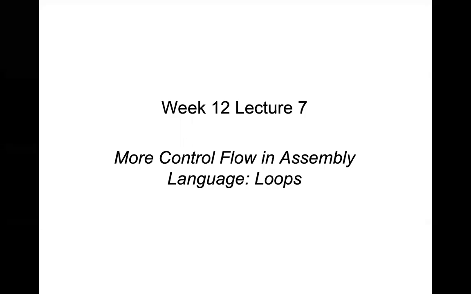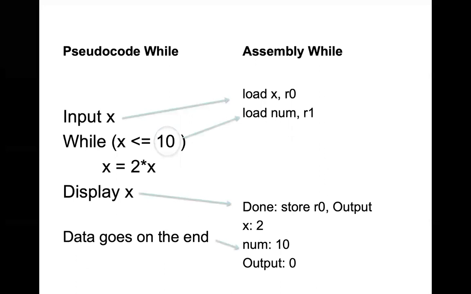This is lecture 7 for week 12 of CS 1030. In this lecture segment, we're going to keep going with the theme that we started in the previous one, which is conditional control flow. Instead of just looking at if constructs and if-then-elses, we're going to look in this lecture at loops. It basically works the same. There's just a little bit more stuff that you need to keep track of.